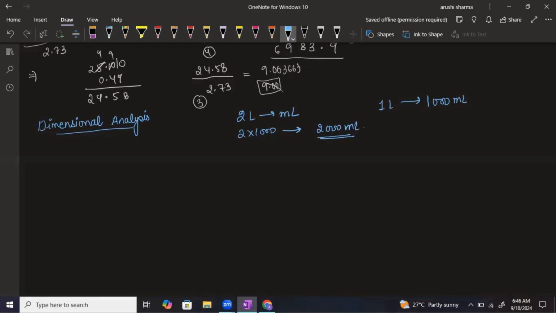But always remember, Shreya, in dimensional analysis, if you're converting a bigger unit to a smaller unit, like you can see here, liters is the bigger one and milliliter is the smaller one, you always need to do the multiplication, the way we did it over here. But if you're going in reverse, from a smaller unit to a bigger unit, like if I want to convert 1 ml into liters, then it will be 1 over 1000 liters, right? So then it will go for division.